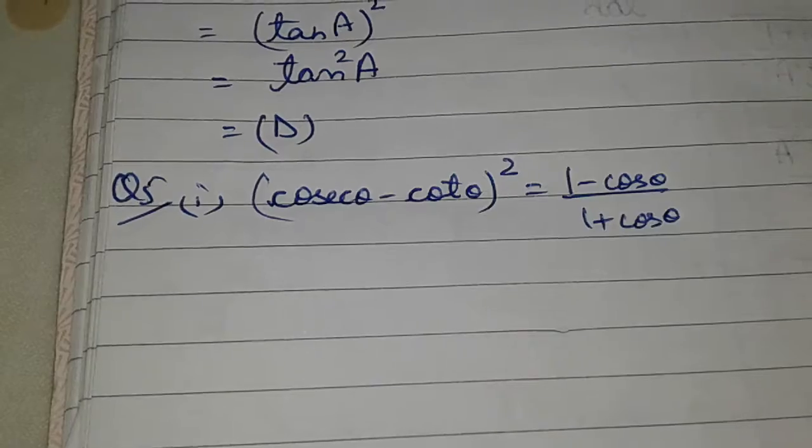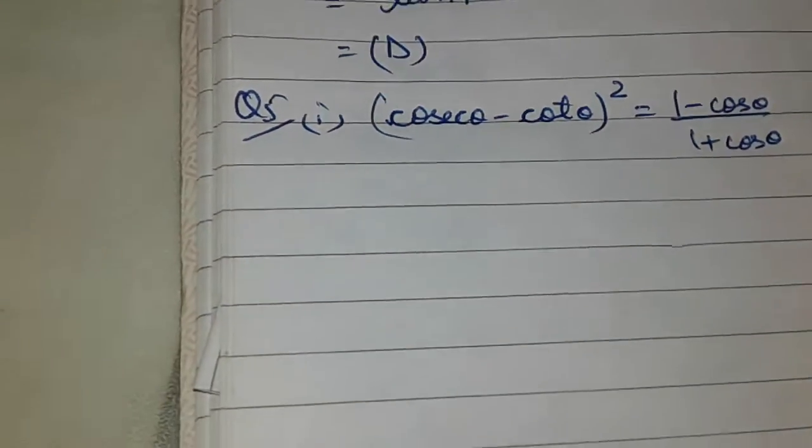Okay. Question number 5 is: prove the following identities where the angles involved are acute angles for which the expressions are defined. We have to prove left hand side is equal to right hand side. First part is (cosec theta minus cot theta) whole square is equal to (1 minus cos theta) upon (1 plus cos theta). Write down this question. Here is the question.